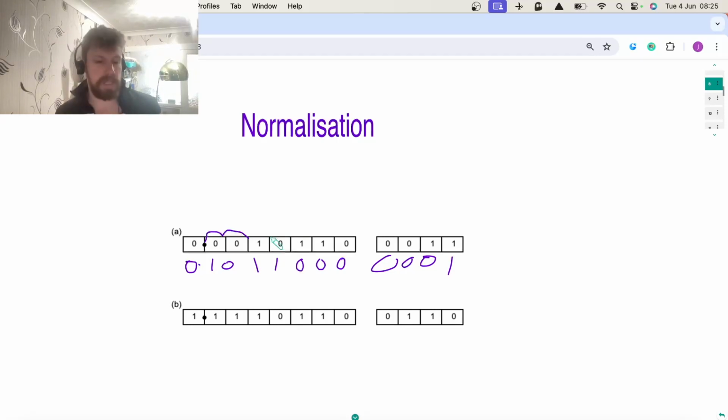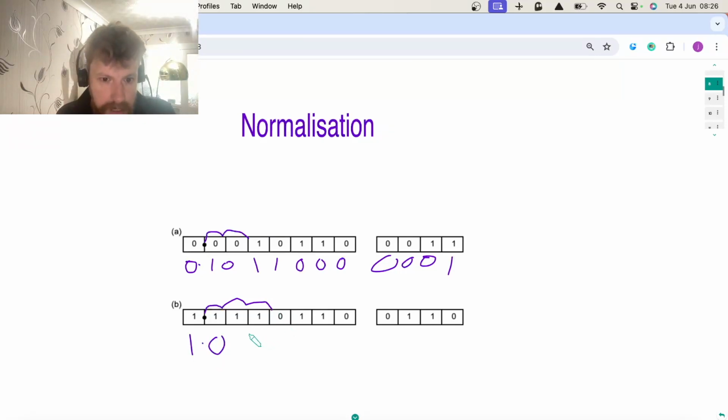Then once you've moved it that number of times, what you then do is subtract it from the exponent. For this one, we have to look for 1, 0. So the first time we've got 1, 0, which is there. So again, same principle. 1, 2, 3.